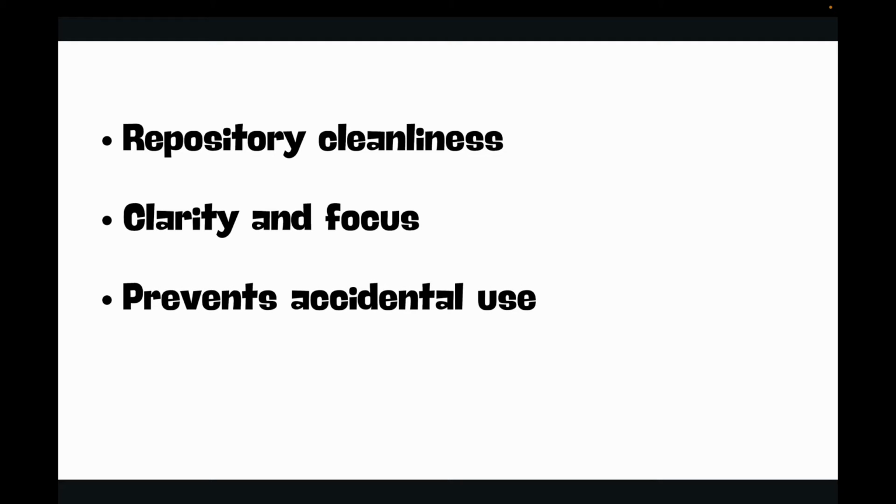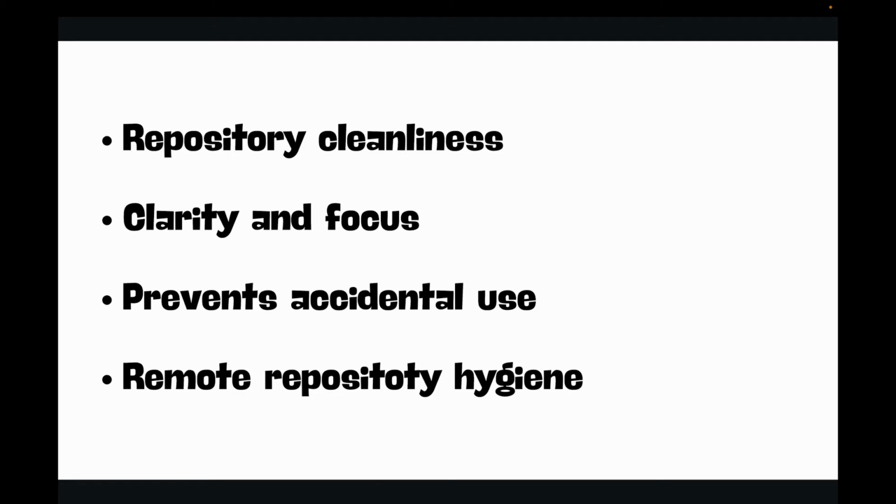The next reason we have is clarity and focus. Deleted branches signify that a feature or bug fix is complete and its changes have been integrated. This provides a clear historical record and helps maintain focus on active development. The next reason we have is prevent accidental use. You don't want someone accidentally committing to an old merged feature branch. Deleting it prevents this.